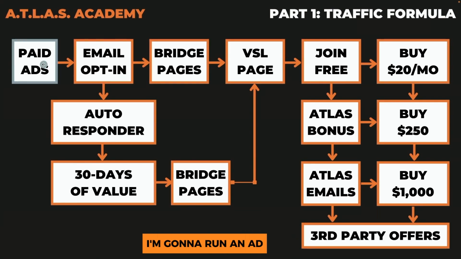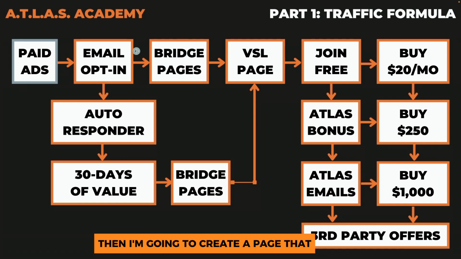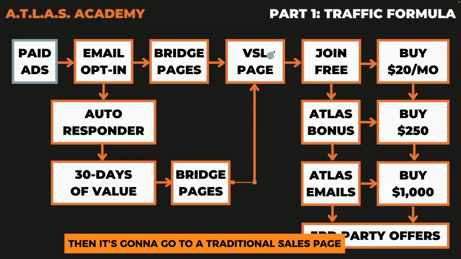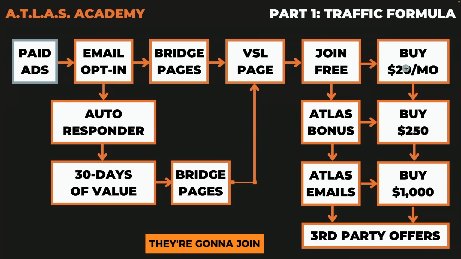So in recap, I'm going to run an ad. I'm going to collect the email address. Then I'm going to create a page that tailors to the audience I'm advertising to. Then it's going to go to a traditional sales page. They're going to join and then they're going to buy something. That is the traditional singular level funnel. But there's a lot more going on here. For example, after they buy the $20 product that we sell them, then I want to work on getting them to buy the $250 product and the $1,000 product. These are additional items that we have that we can sell to make money off of.